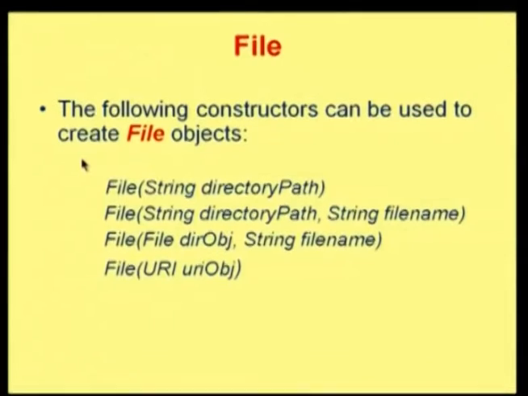Here you can see all the constructors that could be used to create file objects. One is File, String, the directory path, where your file is available. Next is File, String directory path, and then the file name. So, in this case I have a directory path as well as the file name. Here is a constructor in which I have the File as well as a String, that is the file name. Next is File and then a URI, where exactly your file resides. Any of these constructors could be used in order to construct a file.